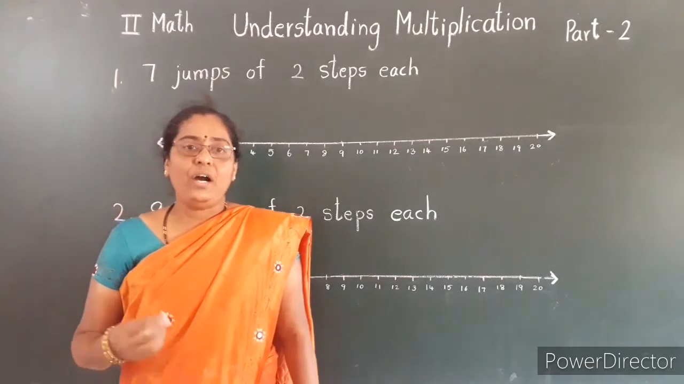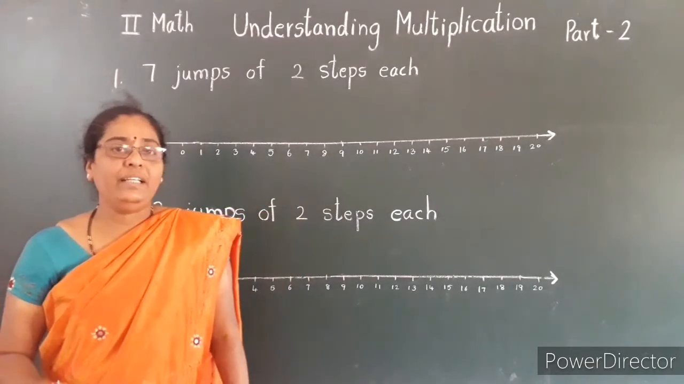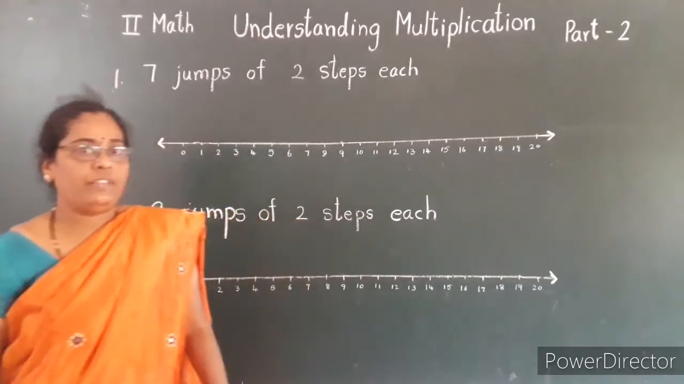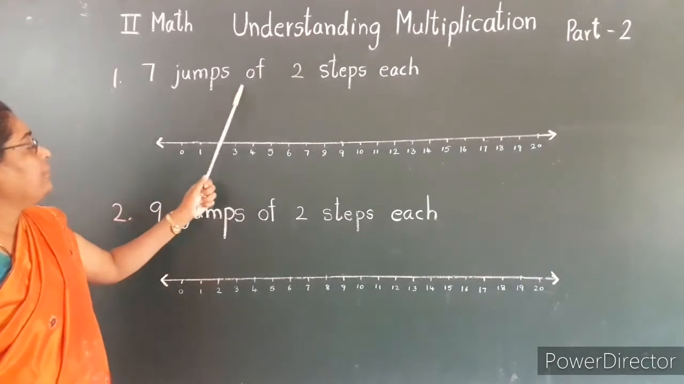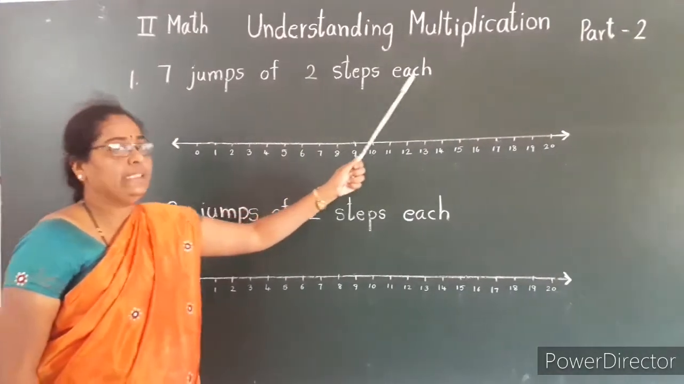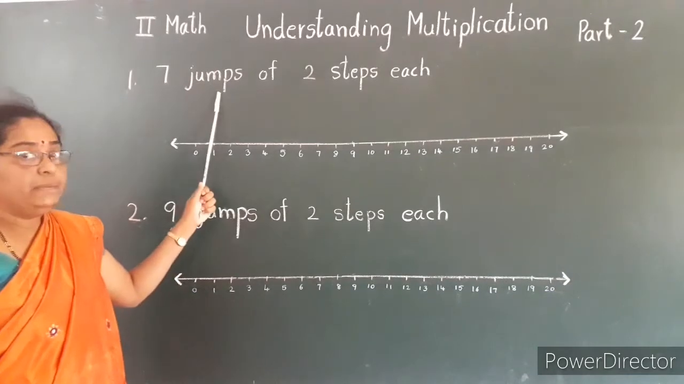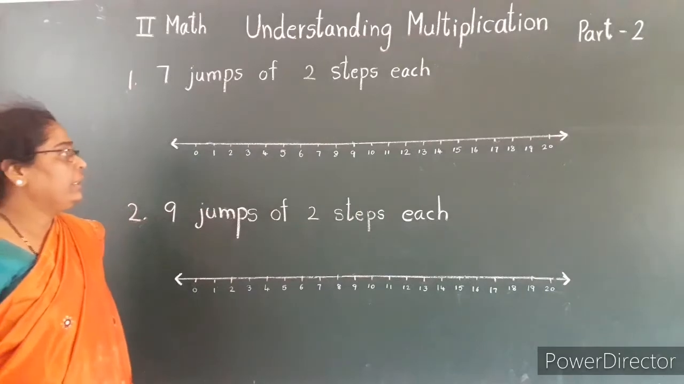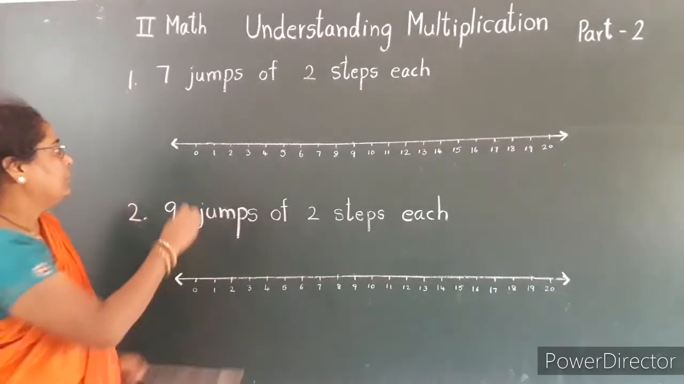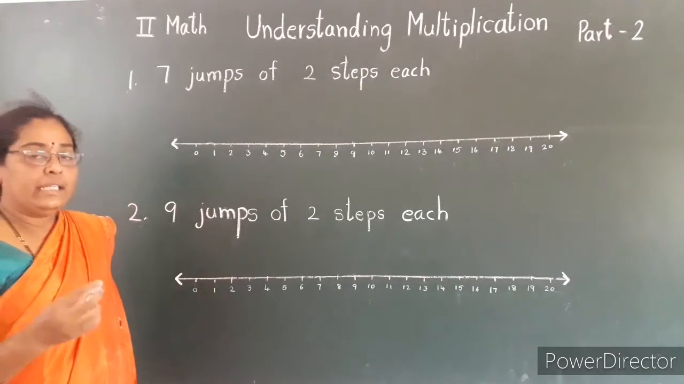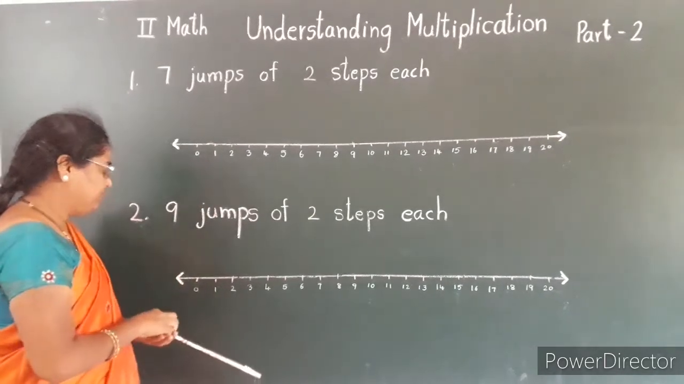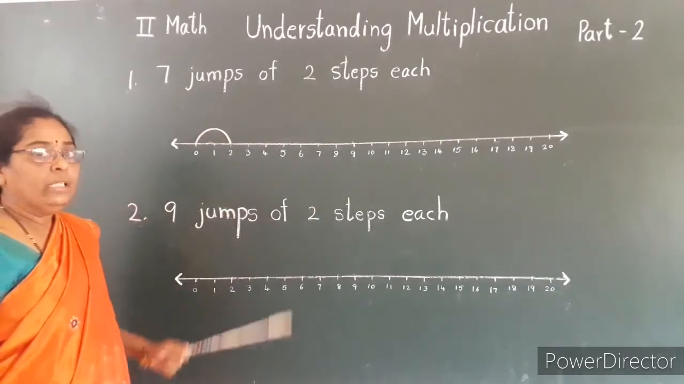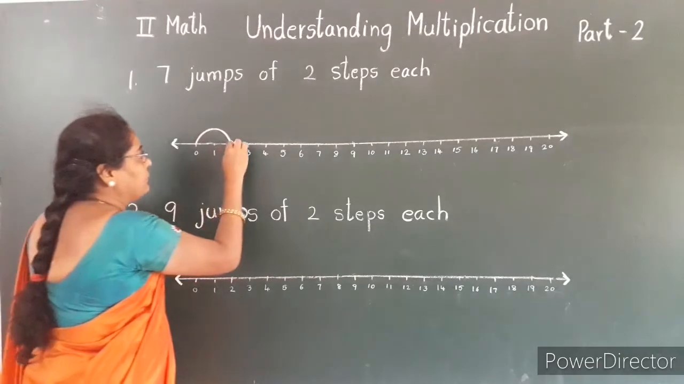Children, let's see how to multiply the numbers using number line. Let's see some examples. Our first example, 7 jumps of 2 steps each. Here you need to start from 0. Start from 0 and jump 2 steps. 0 to 2.